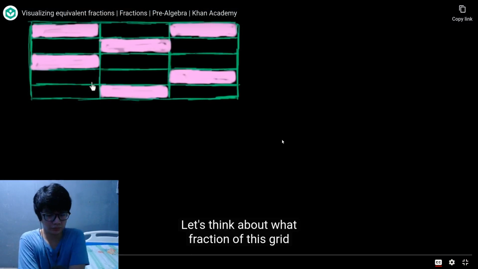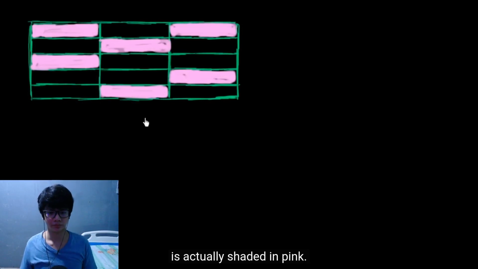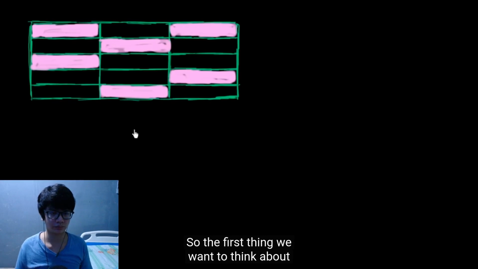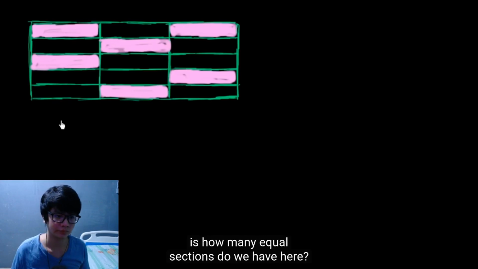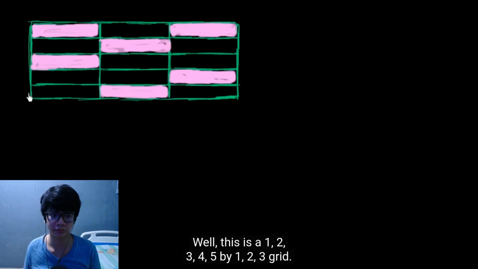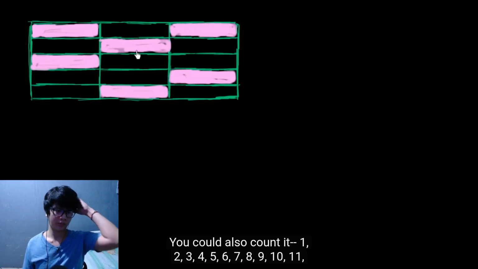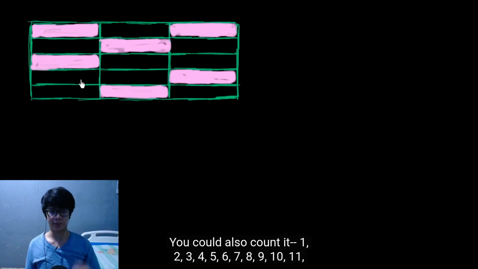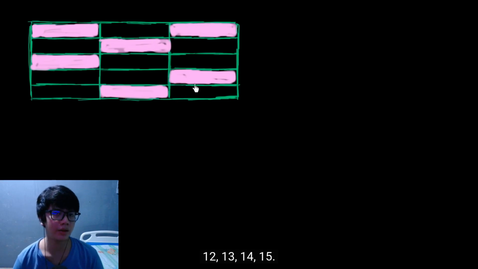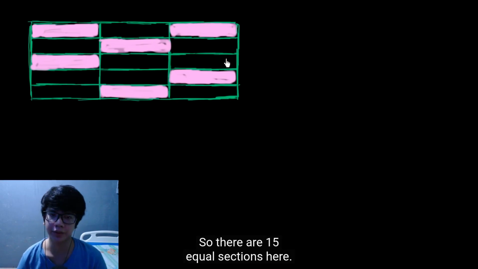Let's think about what fraction of this grid is actually shaded in pink. So the first thing we want to think about is how many equal sections do we have here? Well, this is a 1, 2, 3, 4, 5 by 1, 2, 3 grid. So there's 15 sections here. You could also count it. 1, 2, 3, 4, 5, 6, 7, 8, 9, 10, 11, 12, 13, 14, 15. So there are 15 equal sections here.